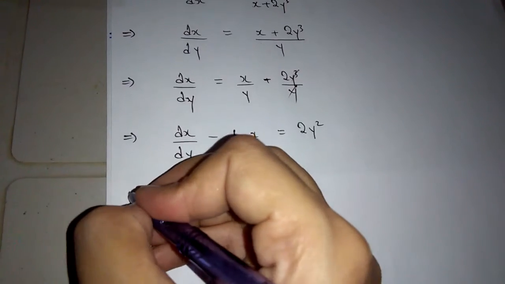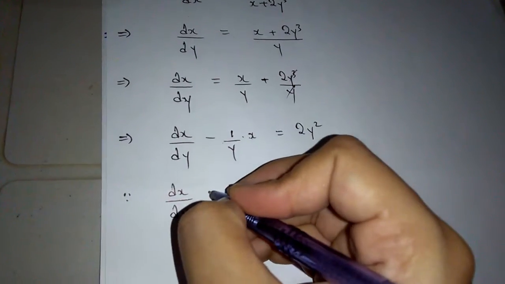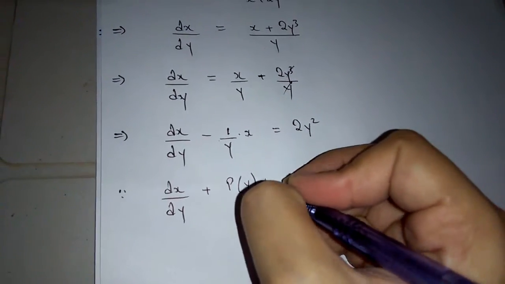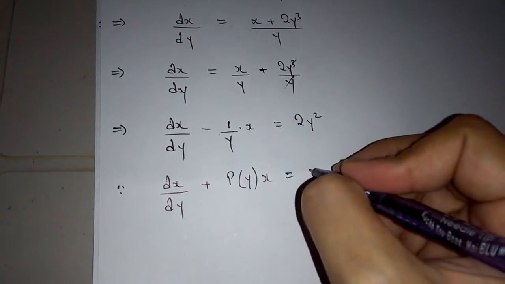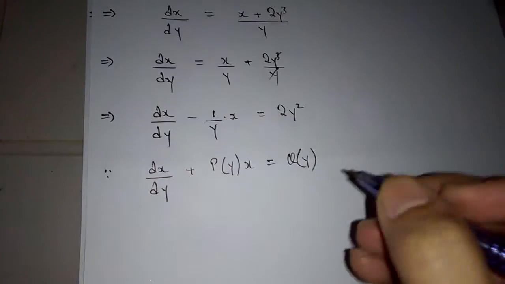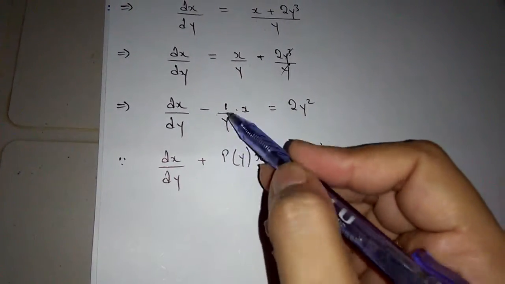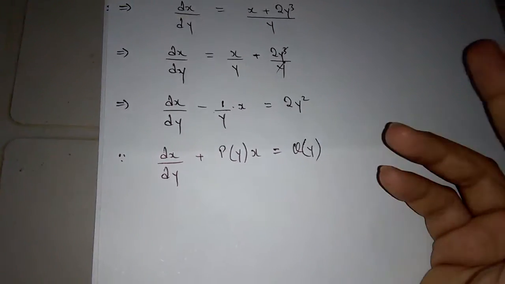Alright, so now you can observe that this is a linear form, where x is behaving this time as a dependent variable and y is behaving as an independent variable. Alright, so over here you can see that your p of y function is minus 1 upon y, and your q of y function is 2y squared.